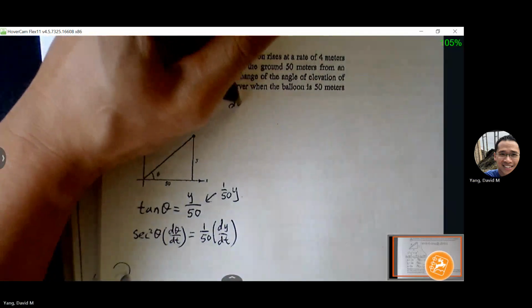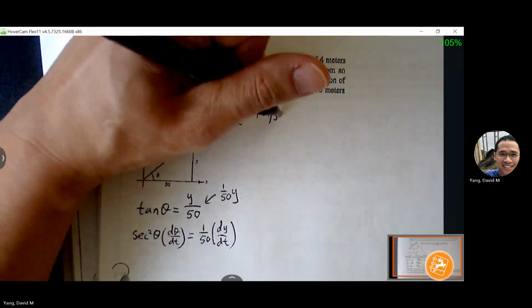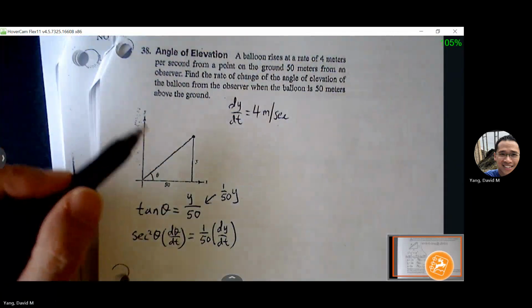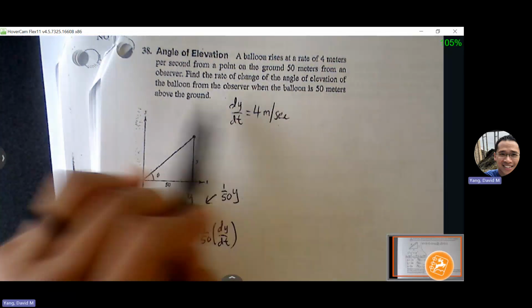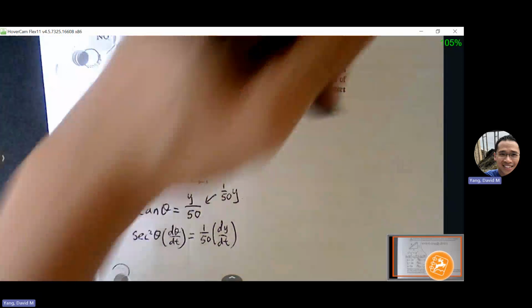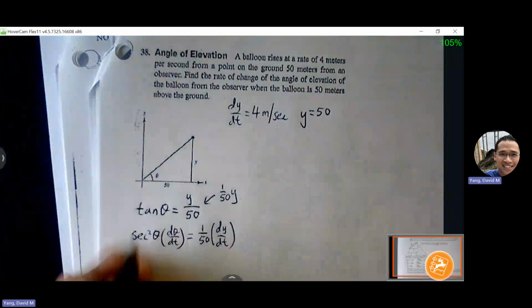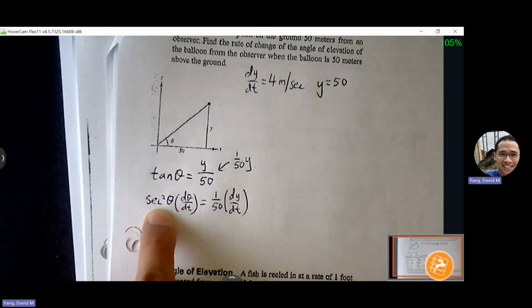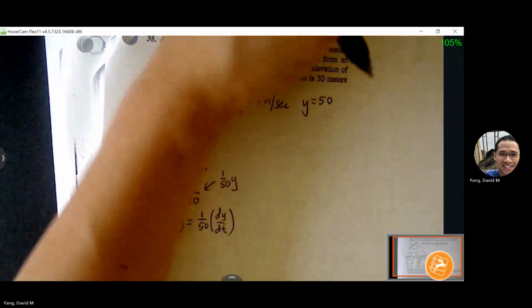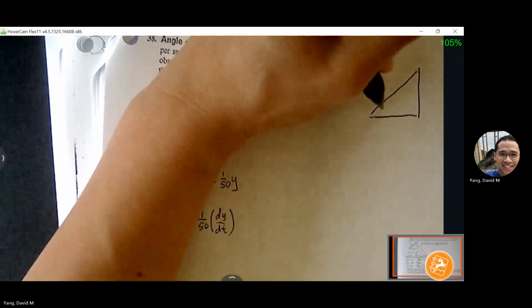From a point 50 meters, let's see, when the balloon is 50 meters above the ground. So this is a moment in time when y is equal to 50. Okay. So we have dy dt. Now we got to figure out what secant of theta is, right? Not just theta. We want to figure out secant theta. So we'll draw a second triangle. So we just focus on what we want to gather.